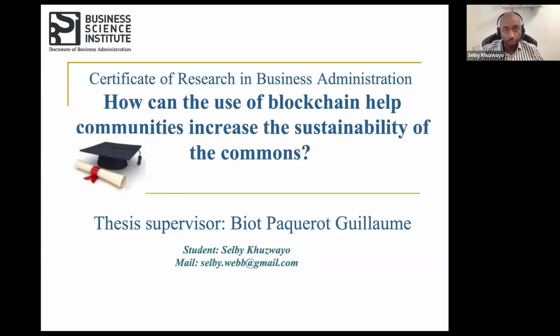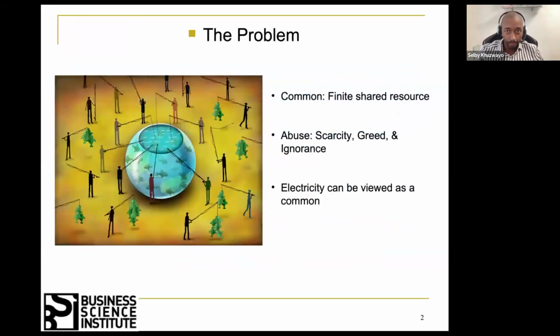So, the research question is, how can the use of blockchain help communities increase the sustainability of the commons? Whenever you have a group of individuals who live in an area, we speak about a community, and they will use certain resources. That resource is shared and finite, hence the name common, since everyone has that resource in common. We can take a pond of fish, just as an example.